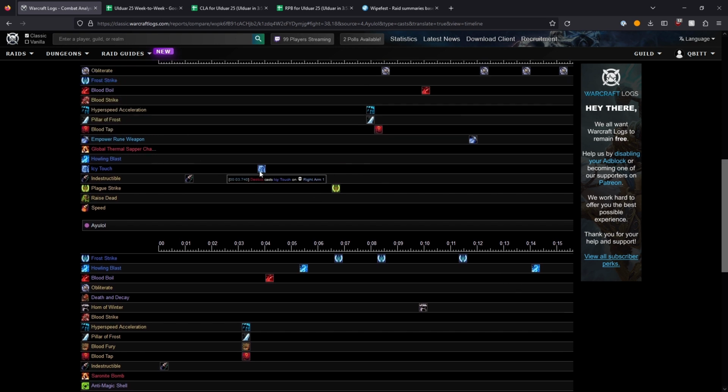So I pre-pot, I Icy Touch, I Blood Strike. I don't have these two macros to happen simultaneously. I do them in two clicks, and that causes a delay. I've actually fixed this today. And then I started with Obliterates, Pestilence, and went into my normal open, which included using the Runic Empowerment here.